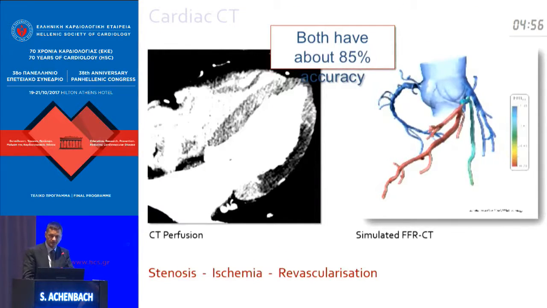CT offers possibilities to look for ischemia, even with CT. There is FFR-CT, where we simulate fractional flow reserve. There's also the option to do CT myocardial perfusion. I'm just mentioning this, that CT is not only anatomy. If you do the tests accordingly, you can also use it to identify ischemia. Both of these techniques have an accuracy of about 85% to identify myocardial ischemia.